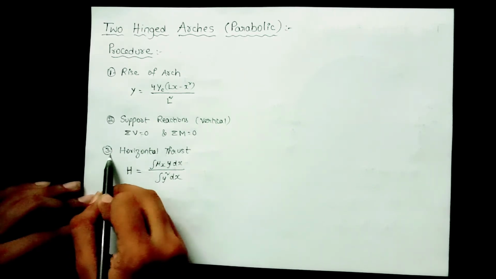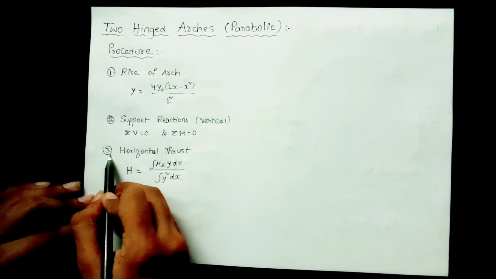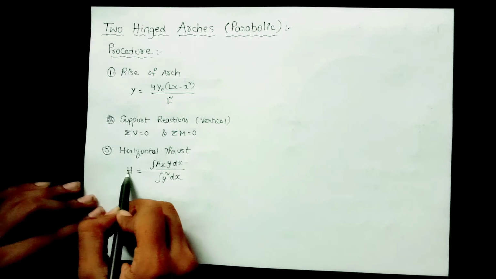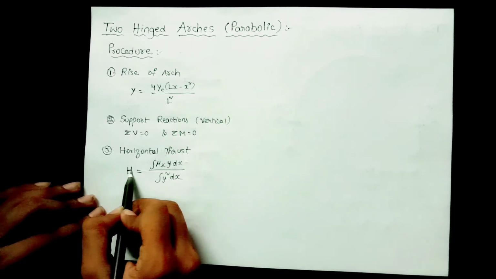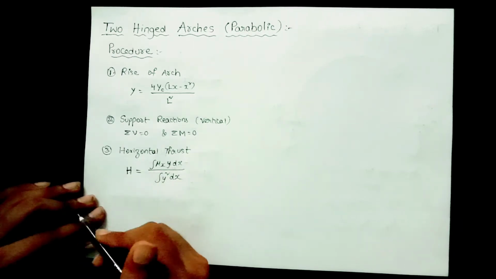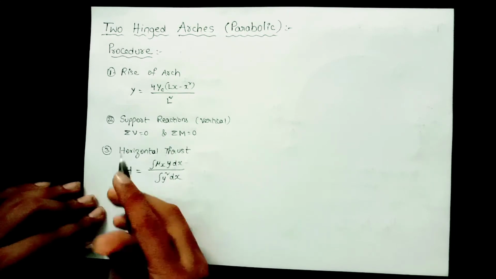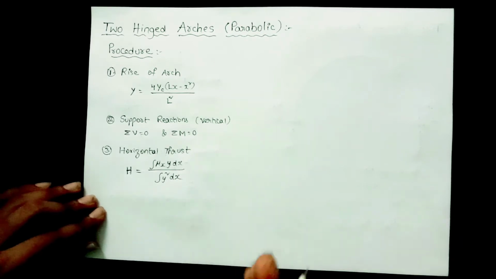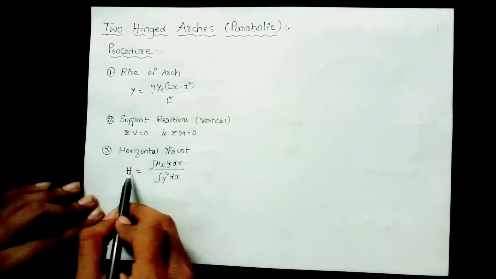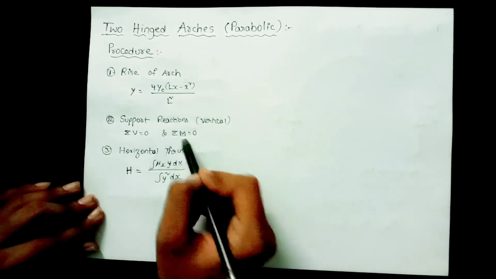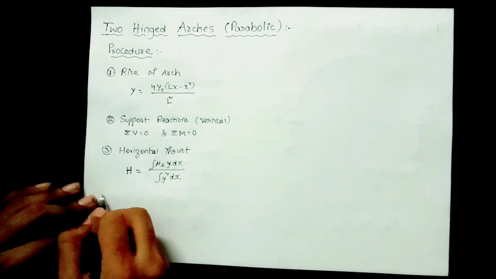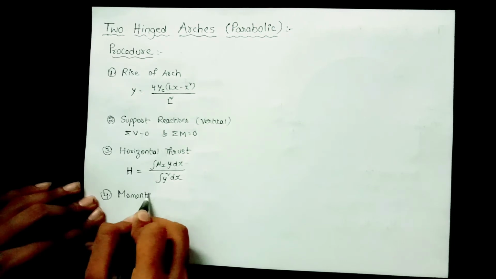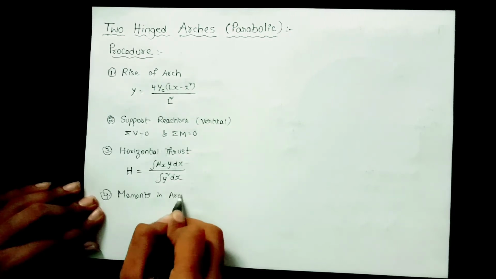This is the most complicated part in the entire analysis. If we are able to calculate the horizontal thrust, then the rest of the steps will be just substitution, and easy. Up to this step we have got the vertical reactions and the horizontal reaction. So the next step will be calculation of moments in the arch.